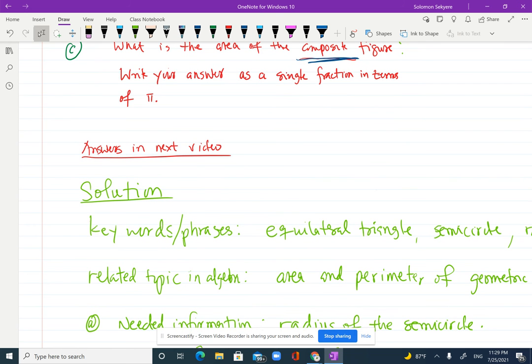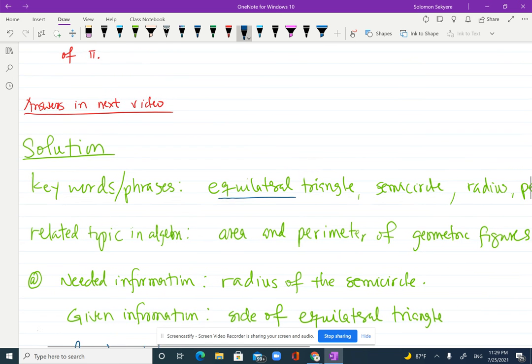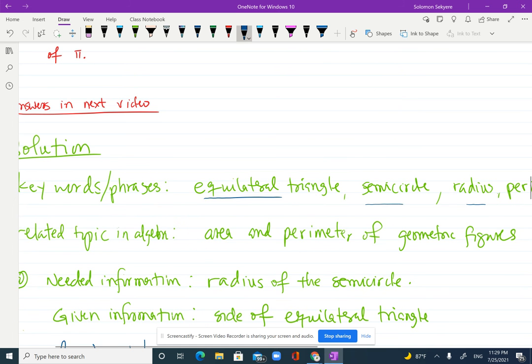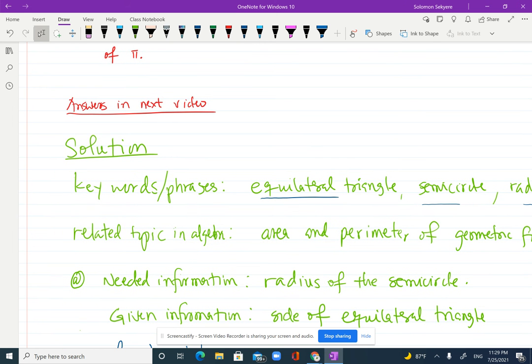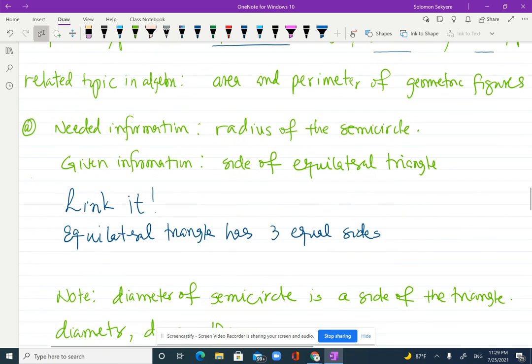Okay, so now let's look for some keywords here. We have equilateral triangle, semicircle, and radius, perimeter. Now look at these key terms and link them to a topic that you learned in algebra. This has got to do with area and perimeter of geometric figures. Okay, so first part, what do we need? Information needed. What have we been asked to find? The radius of the semicircle.